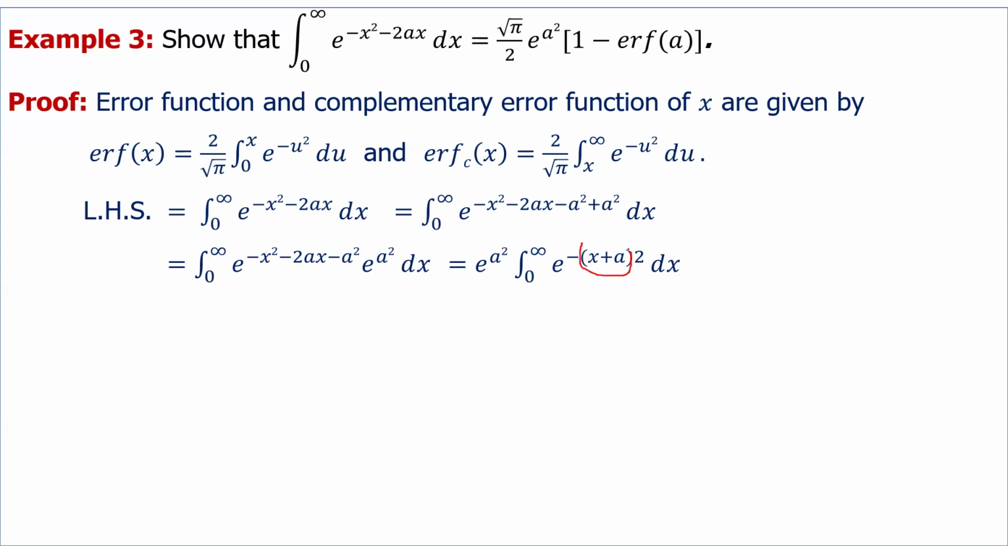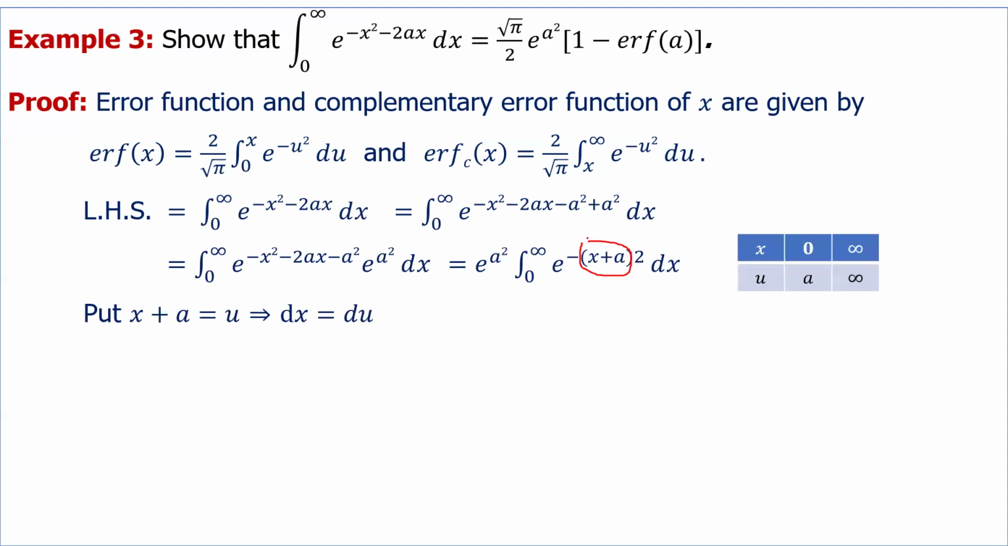Now if we put x plus a is equal to u, what do we have? dx is equal to du. And what is the limit? If x is equal to 0, u is equal to a. And if x is equal to infinity, then u is also infinity. So the limit will be changed according to that.